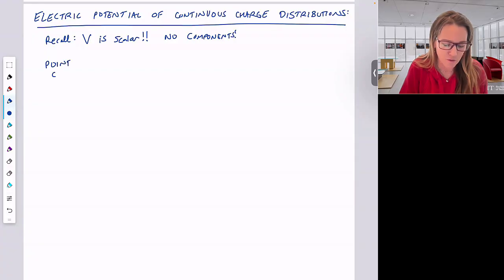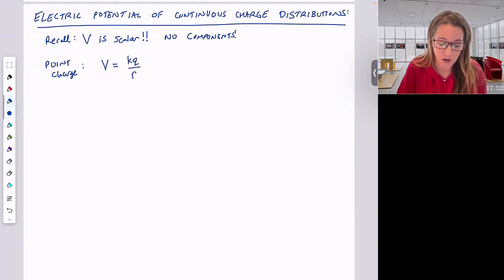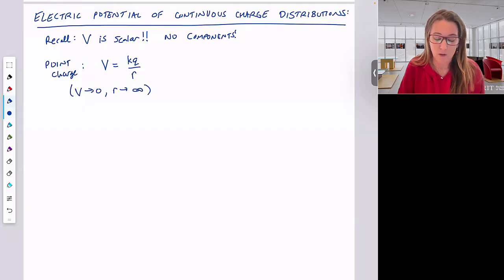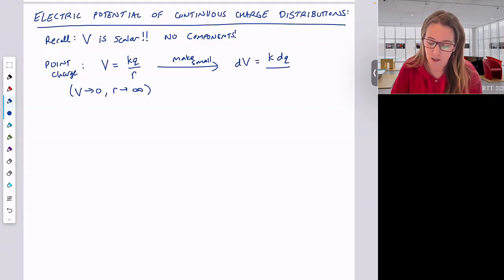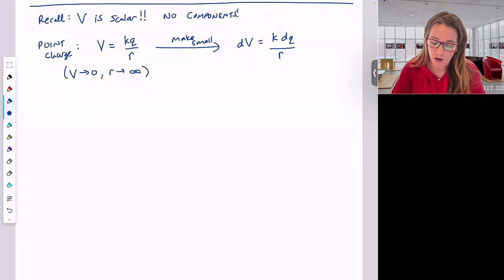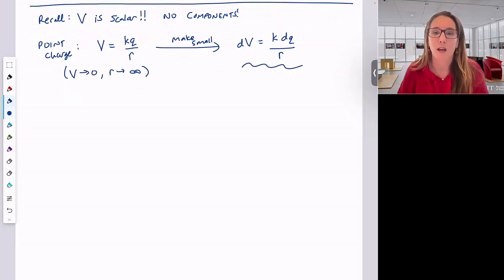So if we take our equation for a point charge, which is V for a point charge, and again, relative to infinity is KQ over R. And again, that convention is that V goes to 0 as R goes to infinity. That's where we've taken our quote 0. Then if we go into calculus world, and we make this small, as we do, and we make it continuous, then we get that the tiny potential relative to infinity of a tiny charge can be written as dV equals K dQ over R. And so that's going to be our key result that we can use as we navigate this.